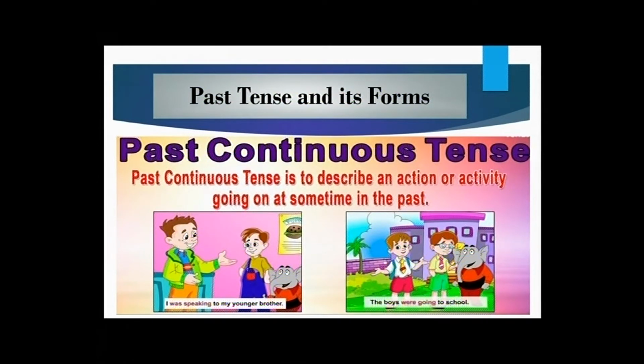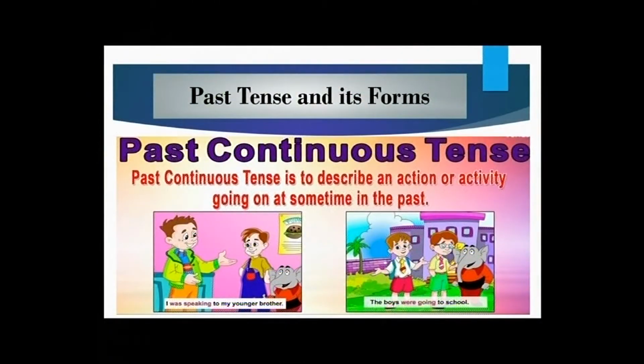Past continuous tense is used to describe an action or activity going on at some time in the past. It tells about the work that had been going on at the time in the past which we are talking about. For example, I was speaking to my younger brother. At that time, what was he doing? He was speaking to his younger brother. The boys were going to school. What were the boys doing at that time? They were going to school, right?